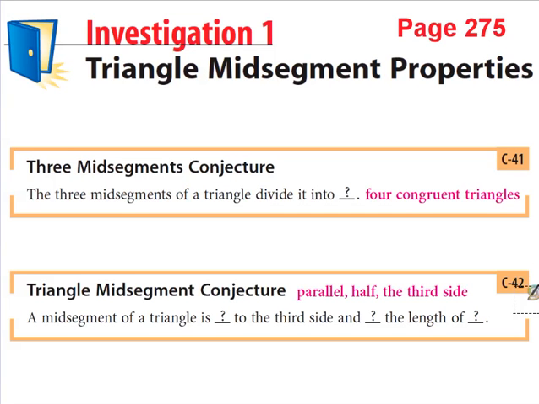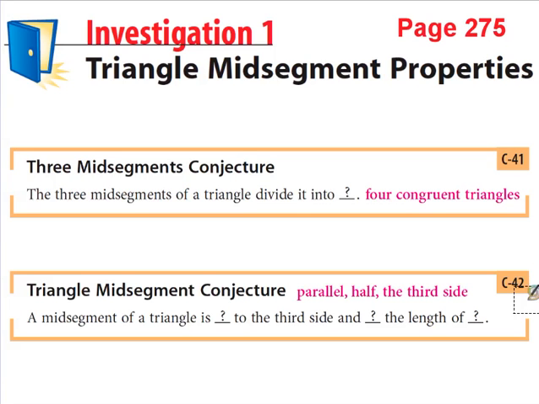Now that last part of the conjecture is really important. Okay? It's half the length of the third side. So that's really important. You need to file that away to memory. If it's a mid-segment, it's half the length of the third side. Okay? So, half the length of the third side.